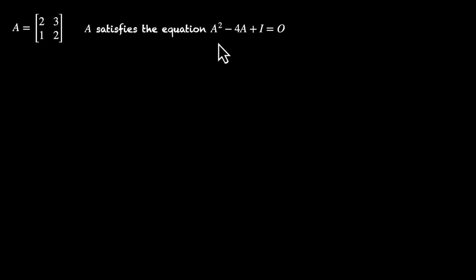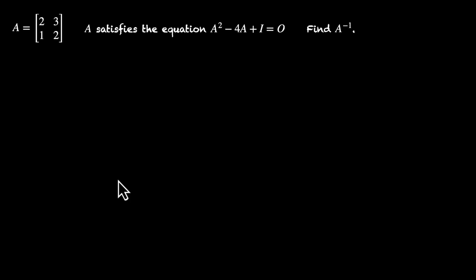In this video, we learn how to find the inverse of a matrix using an equation it satisfies. Here's a matrix A, 2, 3, 1, 2, and we're given that A satisfies this equation A square minus 4A plus I equals to 0 matrix. We need to find A inverse using the value of A and the equation it satisfies. Pause the video, try this on your own.